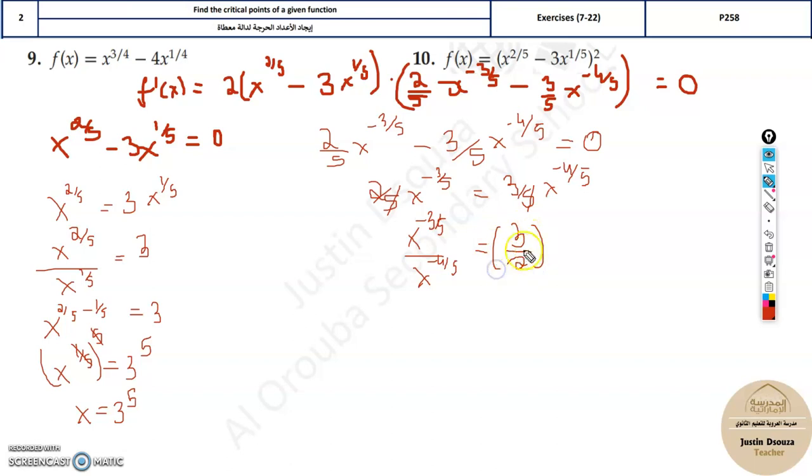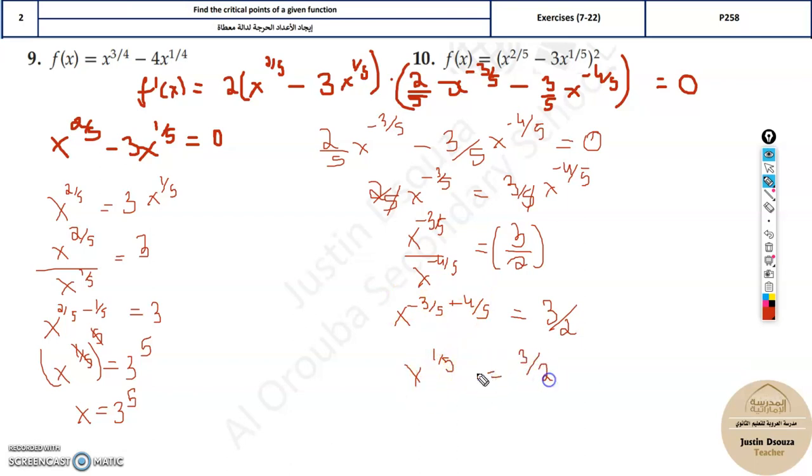Now, take this up. The down power is negative. When it goes up, it will be positive. So it will be x^(-3/5 plus 4/5) equals 3/2, which is 1.5. Let us keep it as 3/2 itself. And now when you solve this, you will get x^(1/5). Why? Because minus 3 plus 4 is 1, and 1/5. That is equal to 3/2.